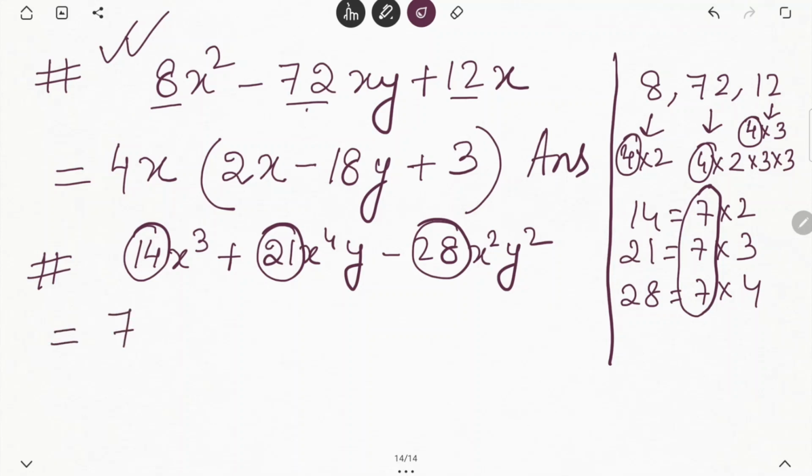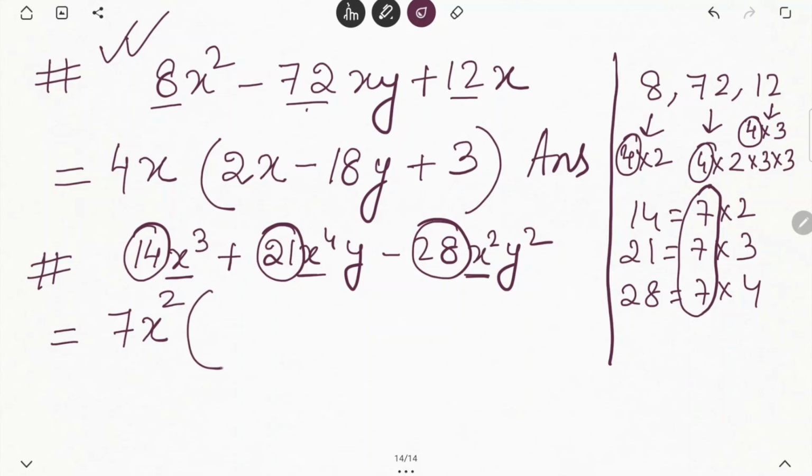Now what about the variable? Here you see we have x in all the three terms. Okay, so what I told you, to take out the common variable we have to choose the smallest one. So out of x cube, x to the power 4 and x square, which is the smallest? X square is smallest, so I will directly take that common. Okay, and y is not there in all the terms, so there is no question of taking common y, right?